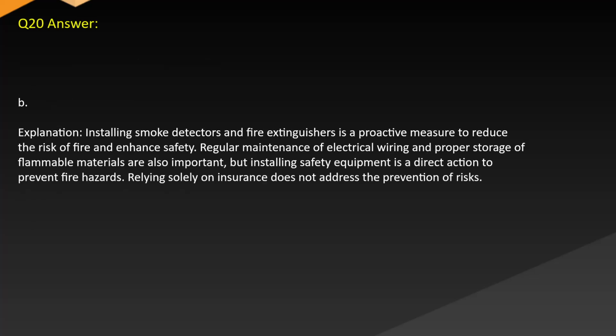Answer: B. Explanation: Installing smoke detectors and fire extinguishers is a proactive measure to reduce the risk of fire and enhance safety. Regular maintenance of electrical wiring and proper storage of flammable materials are also important, but installing safety equipment is a direct action to prevent fire hazards. Relying solely on insurance does not address the prevention of risks.